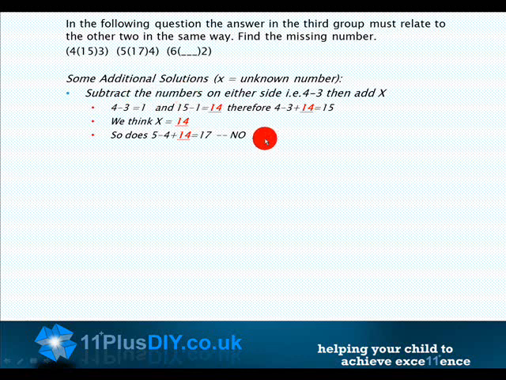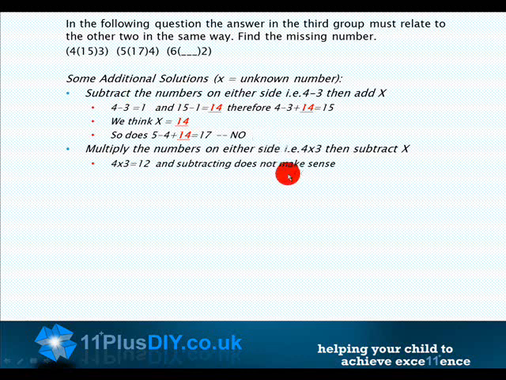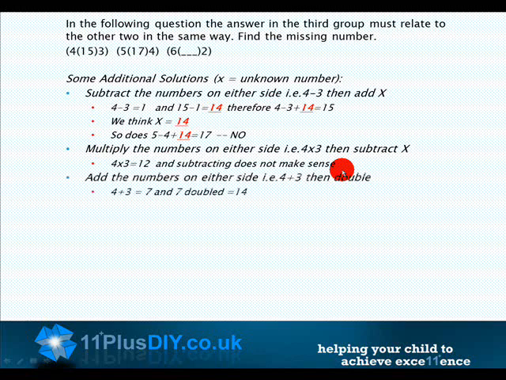We could try multiplying the numbers on either side. 4 times 3, then subtract x. 4 times 3 is 12. Our answer is 15. Really, subtracting probably does not make sense in this question. We could add the numbers on either side, then double it. So 4 plus 3 is 7. 7 doubled equals 14. Clearly that doesn't work.